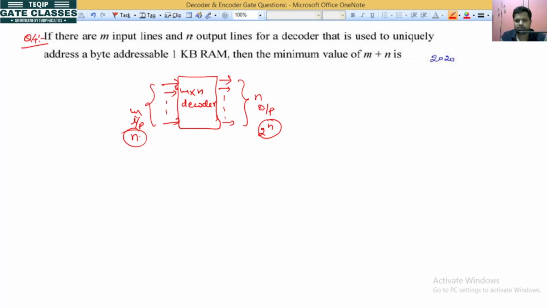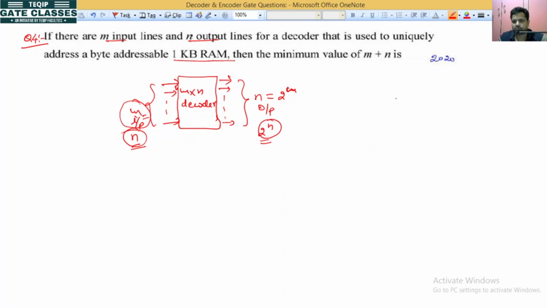So here, if we have m inputs, what will be the n? n will be 2 to the power m, okay? Because when we have n inputs, then the number of outputs is 2 to the power n. When we have m inputs, then the number of outputs will be 2 to the power m. Because see here, it is written: m input and n output lines for a decoder that is used to uniquely address a byte addressable 1 KB RAM.